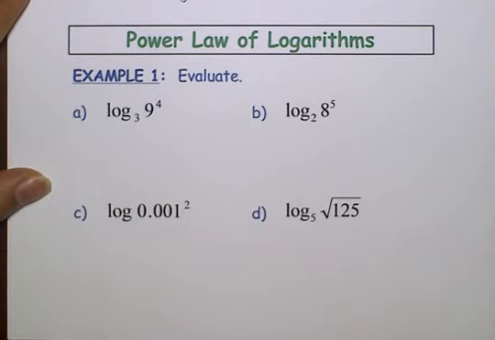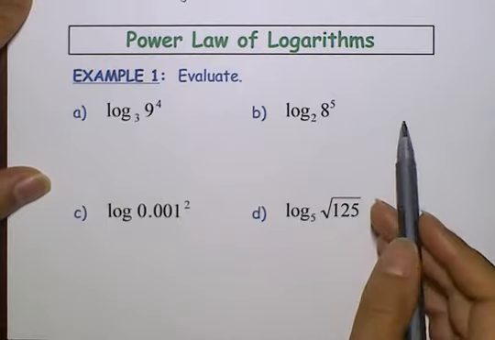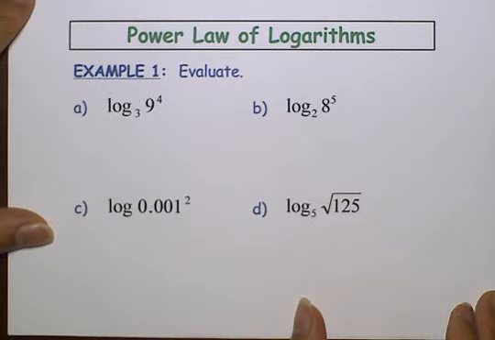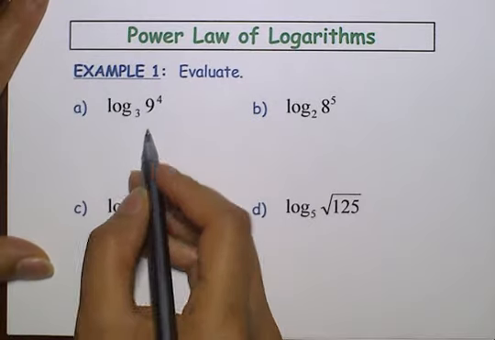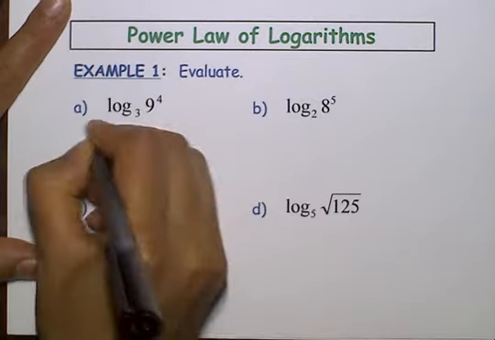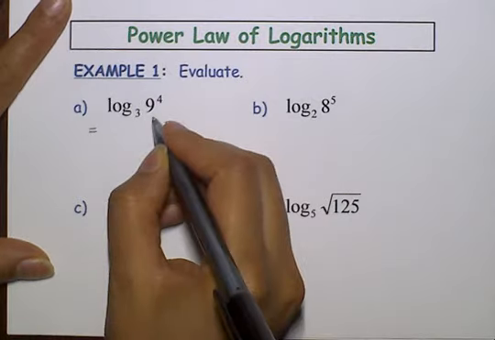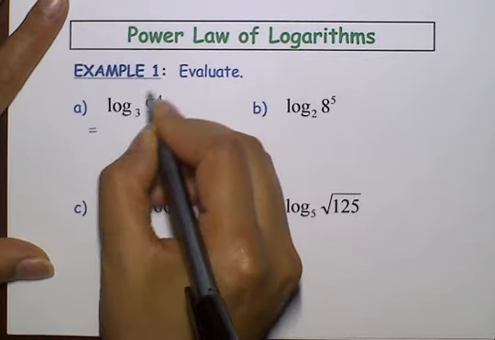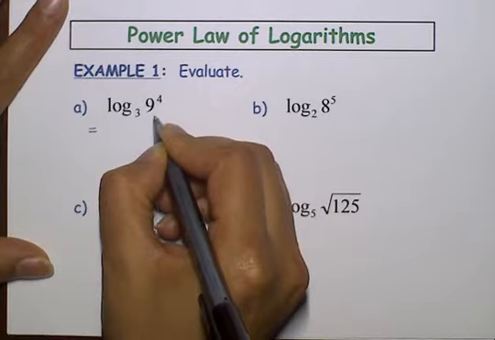Okay, so let's start doing some examples. We're going to apply the power law of logarithms to help us go through some of these examples. The first question asks us to evaluate, so what we're trying to solve for is the value of the logarithm. Here I have log base 3 of 9 to the exponent 4. Because the argument has an exponent applied to it, I can use the power law of logarithms.